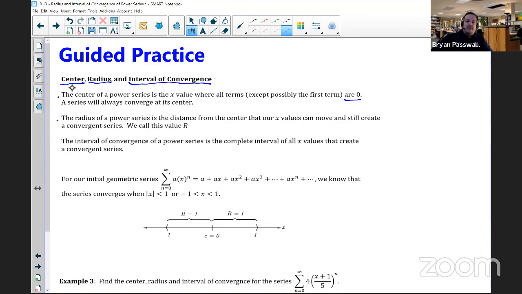Sometimes the radius is a finite number. You can go like 3 in each direction or 5 in each direction. And then sometimes the radius is infinite, meaning no matter how far you go away from the center, the series will still converge. And we'll see examples of all 3 of those, especially tomorrow in our unit on the ratio test. And then the interval of convergence is just the complete interval. It's the list of all those x values that will create a convergent series.